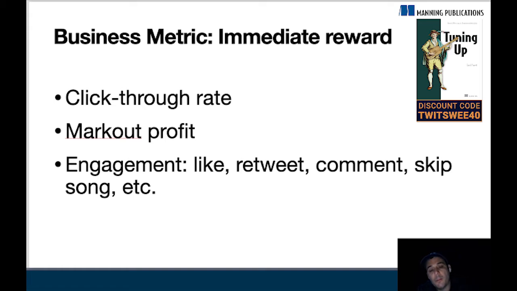Another would be something called markout profit in trading. You could imagine you just bought a stock for, let's say, $70. You wait a minute and ask what the price of the stock is. Is it $71 or more? Yes, I've made a profit. Is it $69? I made a loss. But you know immediately whether you've profited or lost. And various engagement metrics: liking, retweeting, commenting, skipping a song, etc. Those are all immediate reward business metrics.